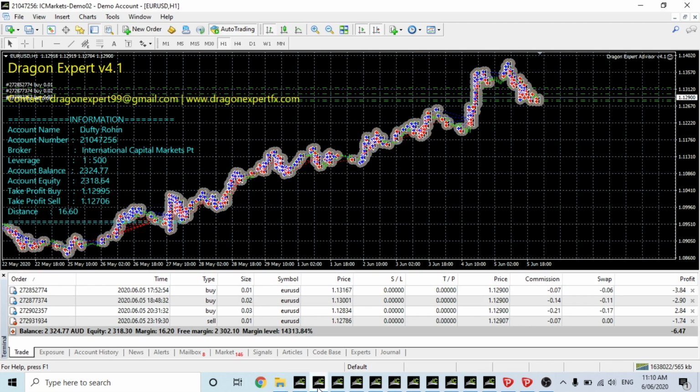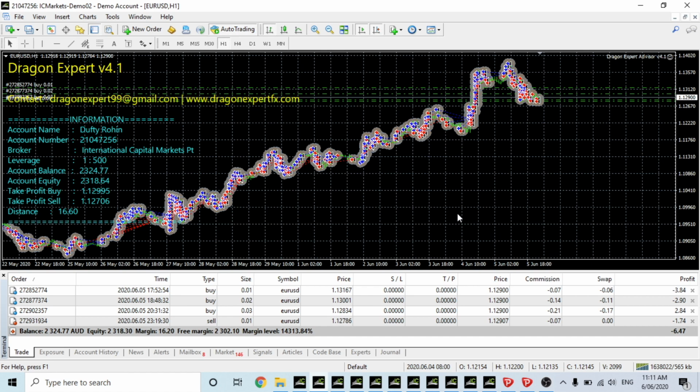Move on to the Dragon. Now this is, it's gone from one extreme to the other. If you have a look here, it's got a balance of $2,324. So remember, in the first week it smashed the account on a huge move up with Euro USD, and it couldn't handle it. And now, if you had put $1,000 in after that first week, after that big move, you would have made $1,324 in literally 2 weeks.